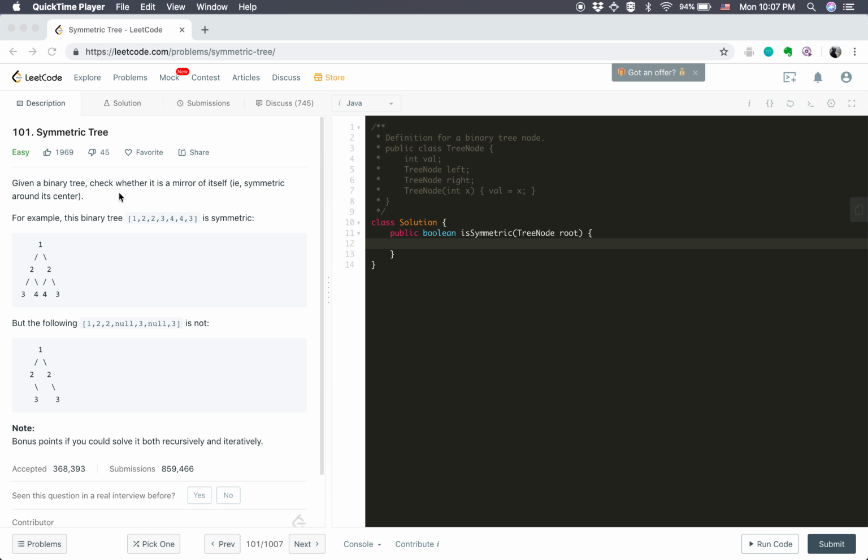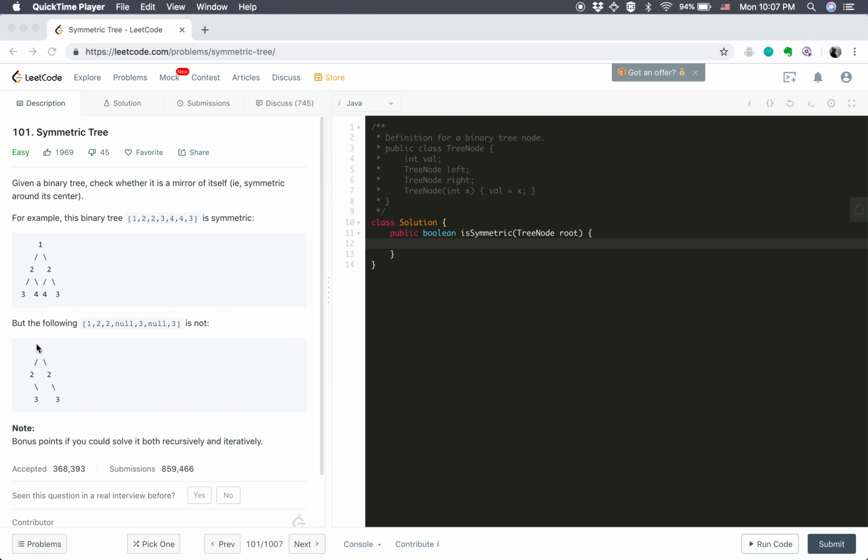Given a binary tree, check whether it is a mirror of itself, which is to say if it is symmetric around a center. For example, given a tree like this, if we can draw a line from the center here, if we fold it together, obviously the two parts can be covered by each other.